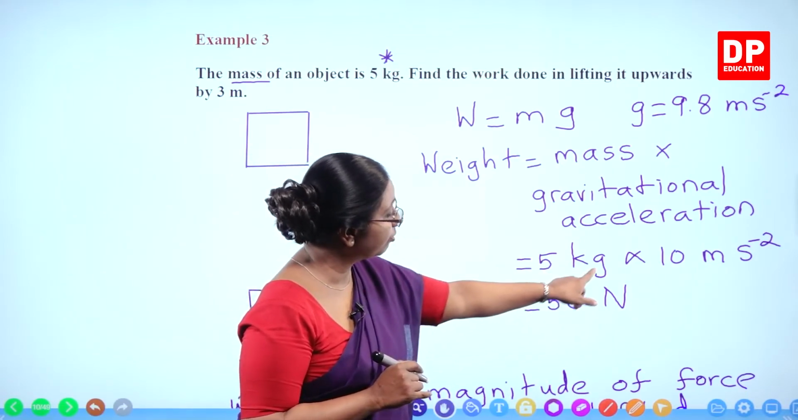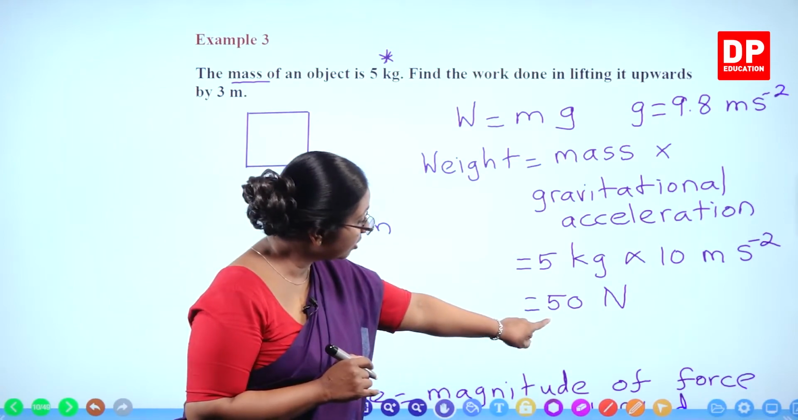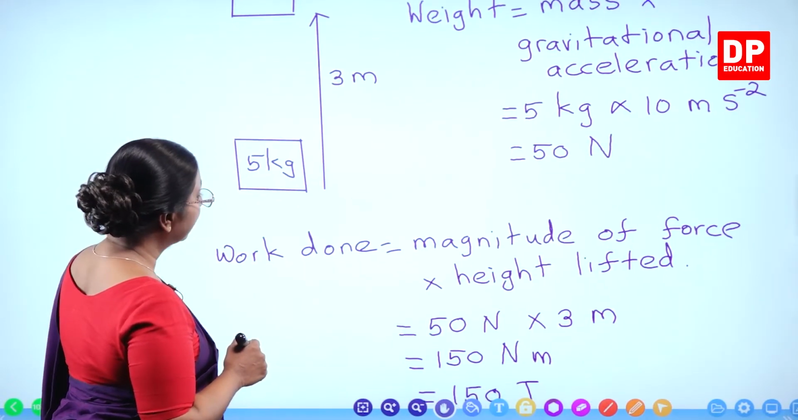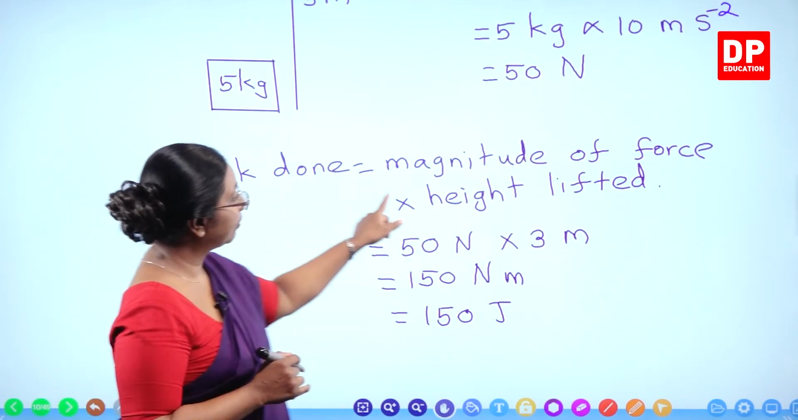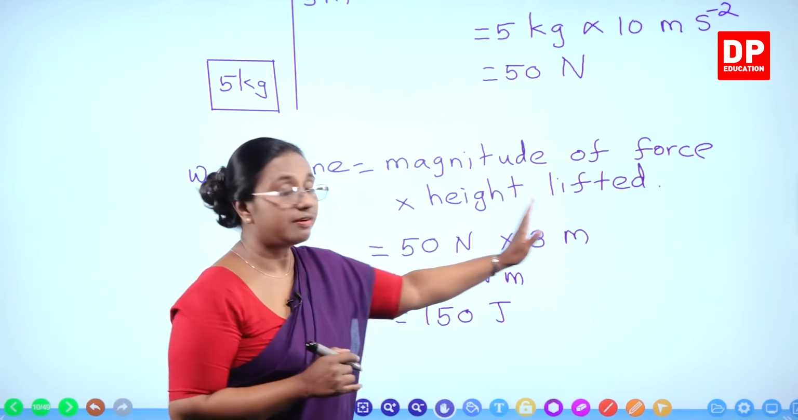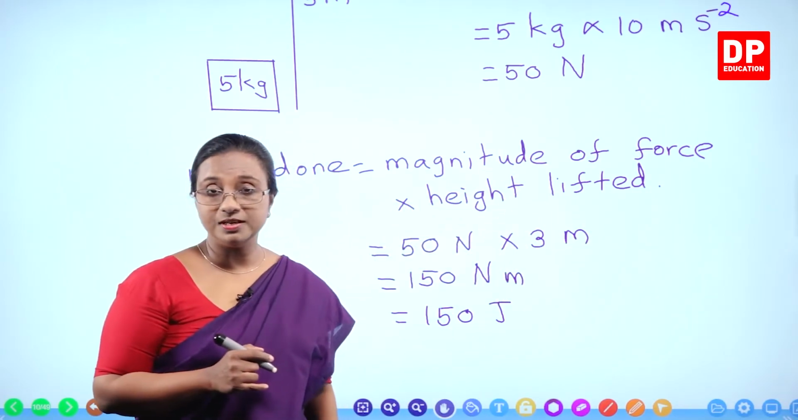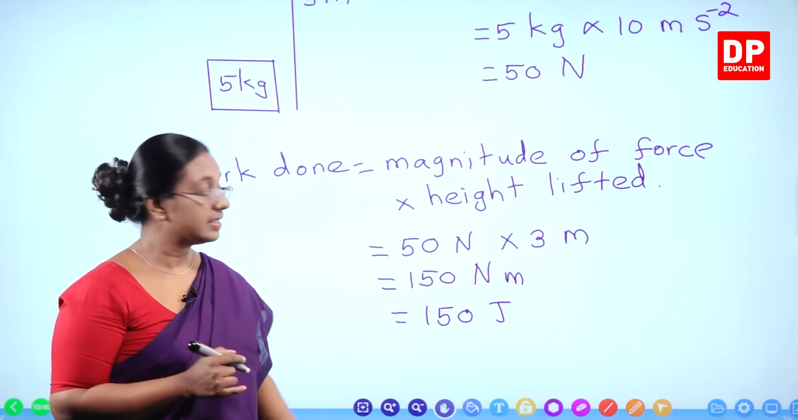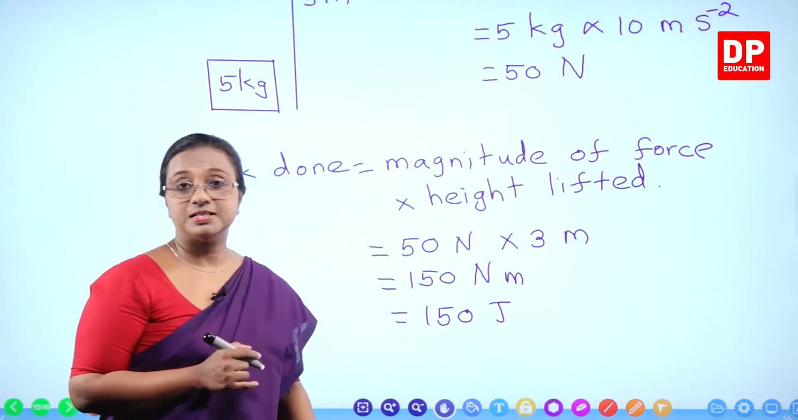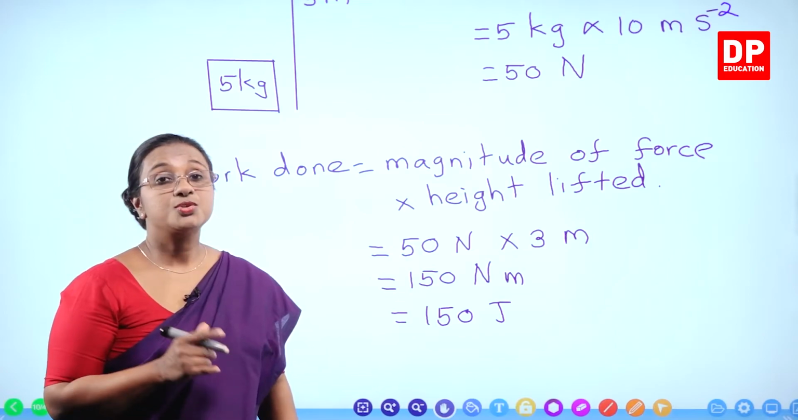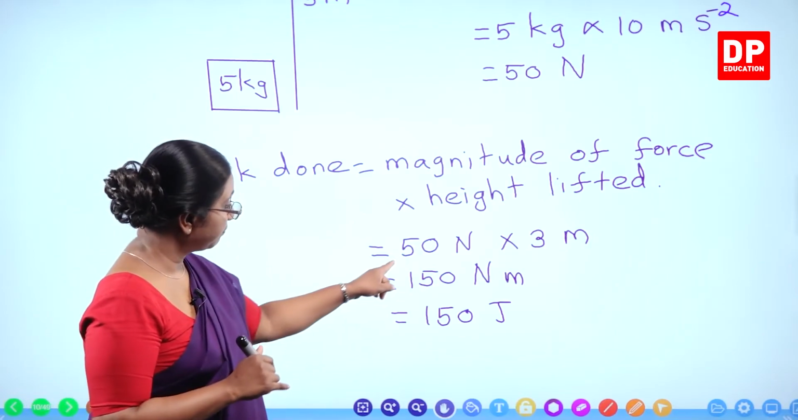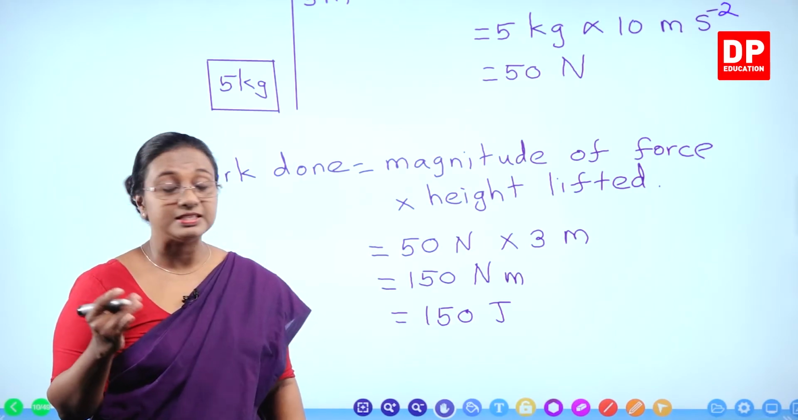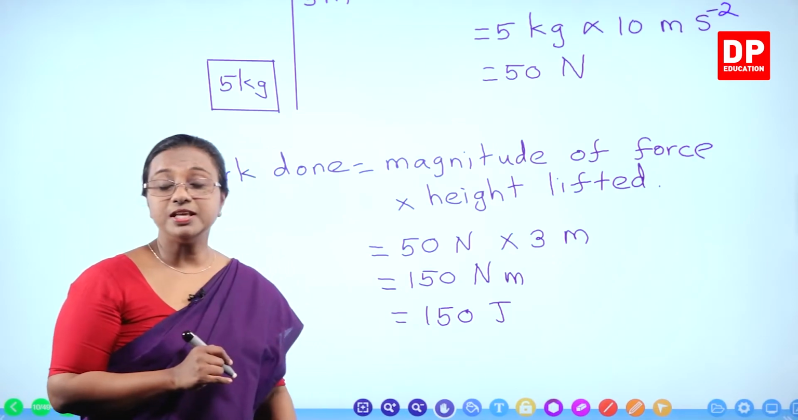That is why 5 kg into 10 meters per second squared, you get the value for weight as 50 Newton. Then when we calculate the work done, it is equal to magnitude of force into displacement, or height lifted. That is equal to 50 Newton into 3 meters. That is 150 Newton meters, 150 joules. So work done by applying a force of 50 Newton to lift the object by a vertical height of 3 meters is equal to 150 joules.